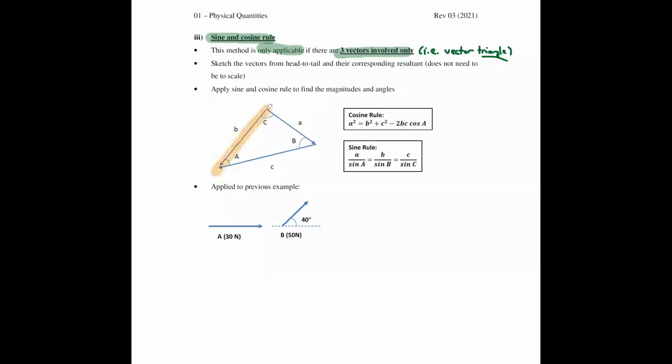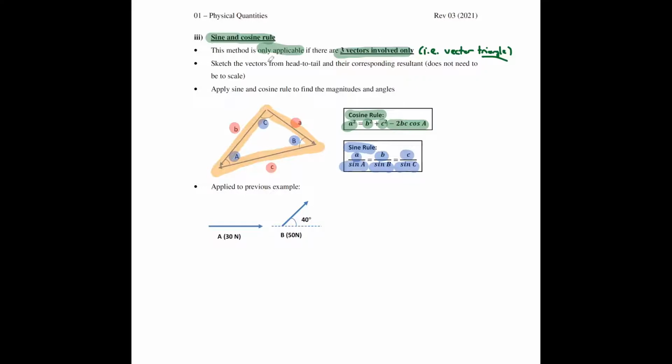If you have a triangle with sides A, B, C, and corresponding angles A, B, C here, cosine rule tells you that A squared is equal to B squared plus C squared minus 2BC cos A. Whereas sine rule will tell you that A over sine A is equal to B over sine B, which is also equal to C over sine C.